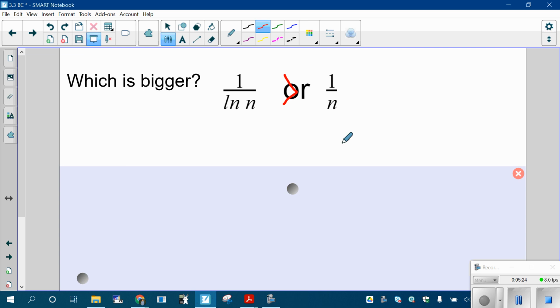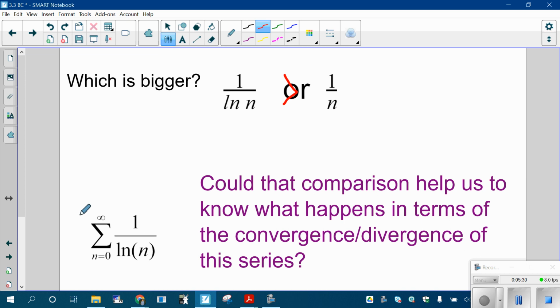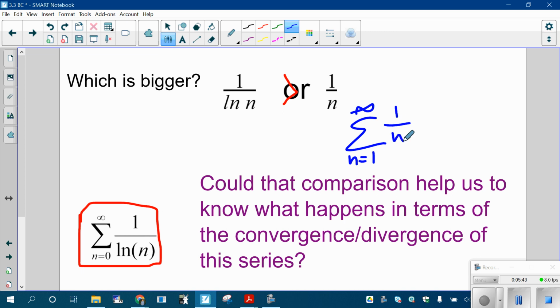The reason we're thinking about this is because if you're thinking about this series, and you know that this series, our harmonic series, diverges, right? We know our harmonic series diverges. And this one's bigger than it.